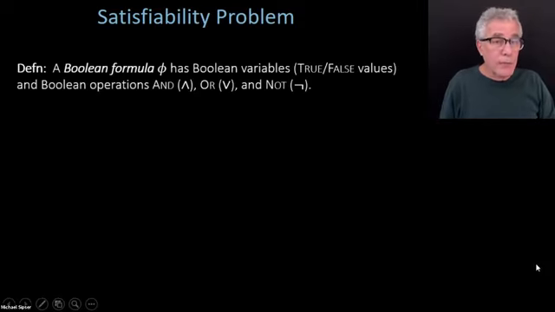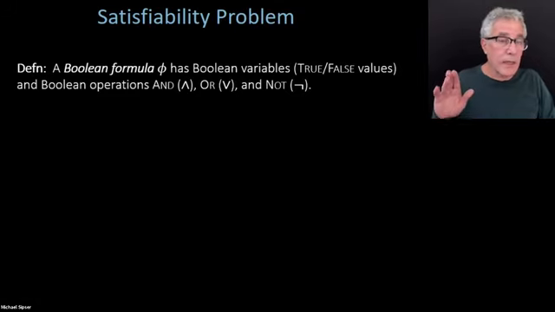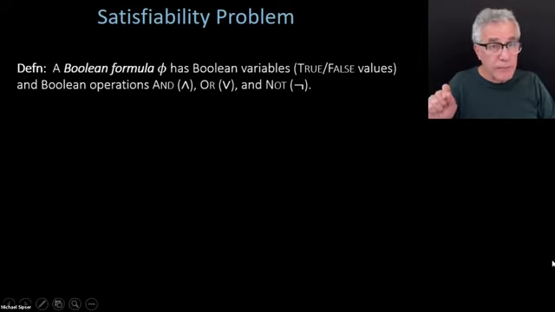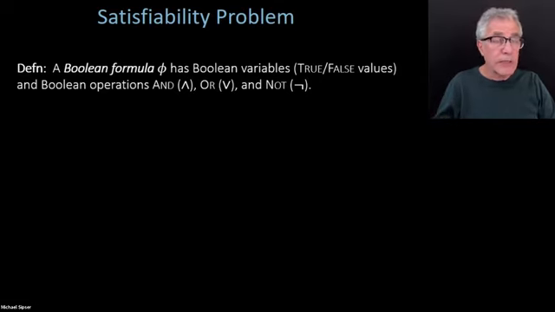So the satisfiability problem is going to be a computational problem that we're going to be working on. And it has to do with Boolean formulas. These are like arithmetical formulas, like x plus y times z, but instead of using numerical variables, we're going to be using Boolean variables that take on Boolean values true, false, or sometimes represented by 1 and 0.